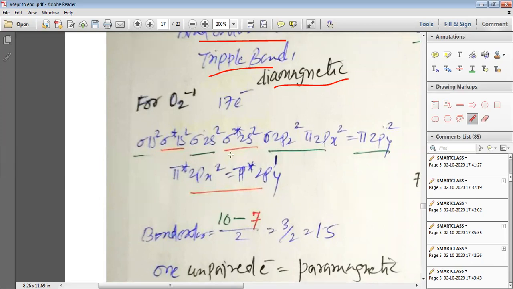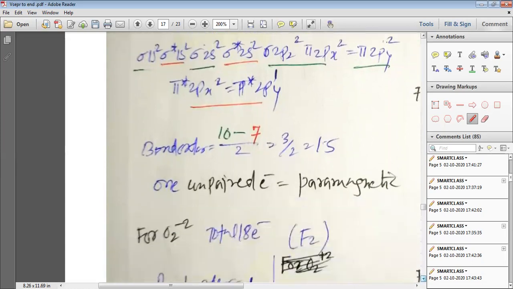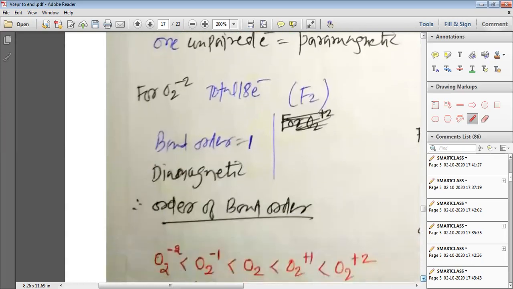So here you can see that the total number of electrons in BMO would be 2 plus 2, 4, plus 2, 6, plus 2, 8, plus 2, 10. The total number of electrons in ABMO would be 2 plus 2, 4, plus 2, 6, plus 1, 7. So you can write the bond order is equal to 10 minus 7 by 2, that is 3 by 2, that is 1.5. So here the bond order is between 1 and 2, that is why it is known as 1.5. Here you can see one unpaired electron, and that is why it is paramagnetic in nature. Now, my dear students, if you look at O2 2 minus, it will have a total of 18 electrons.